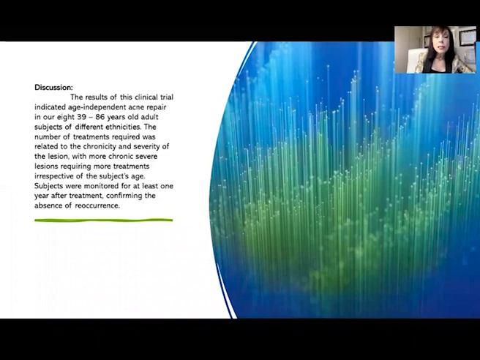So the results of this clinical trial indicated age-independent acne repair in our 8 adult patients, 39 to 86 years old, of different ethnicities. The number of treatments required was related to the chronicity and severity of the lesion, and more chronic severe lesions required more treatments.